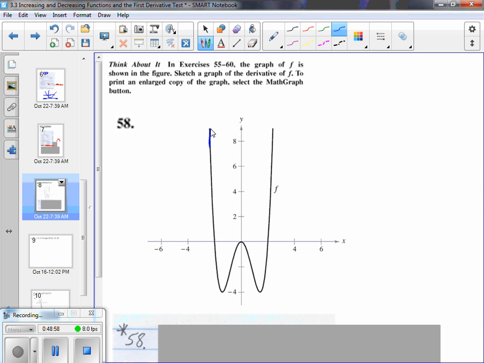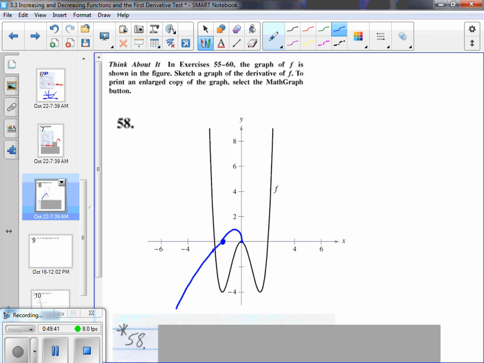Our function is decreasing. When the function's decreasing, what's the sign of the derivative? Negative. So our derivative is negative. And then look, our function changes from decreasing to increasing. So right there, that's where the derivative equals 0, isn't it? So the derivative is negative, and then it equals 0 right there. And then what's our function doing? Increasing. So what's the sign of the derivative? Positive. And then it's positive that long, isn't it? So it's positive.